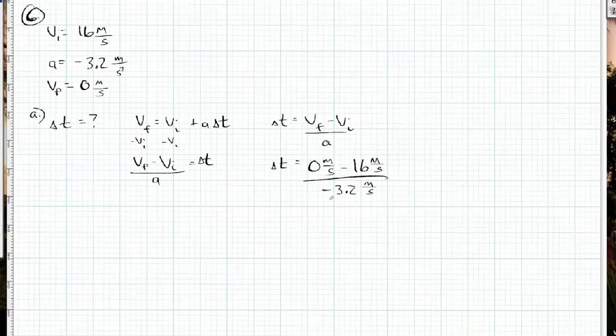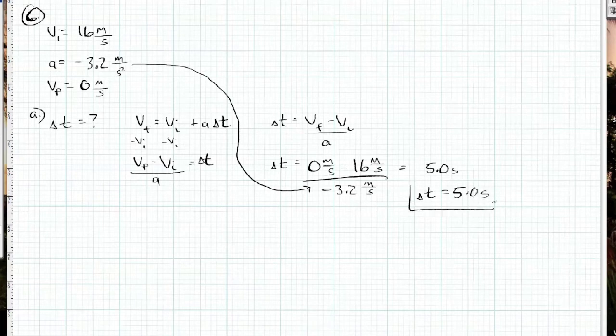Before we go on, look right here. If we hadn't made that acceleration negative, 0 minus 16 would have given our final answer as negative, and you can't have negative time. This shows that the acceleration must be negative, as was indicated by the term deceleration. Calculating 0 minus 16 divided by negative 3.2 comes out to be 5 seconds. So delta t, change in time, equals 5 seconds. That's how long it takes for us to stop.